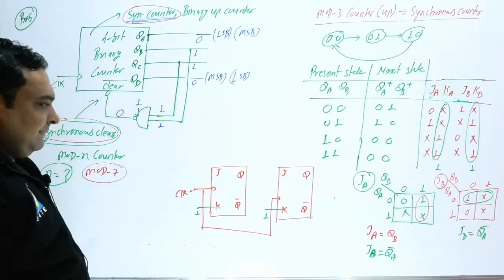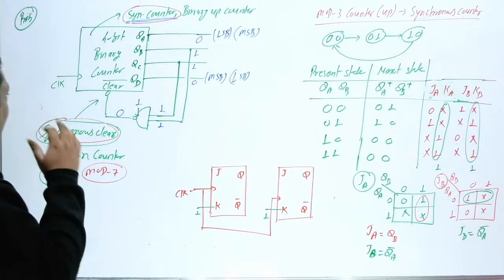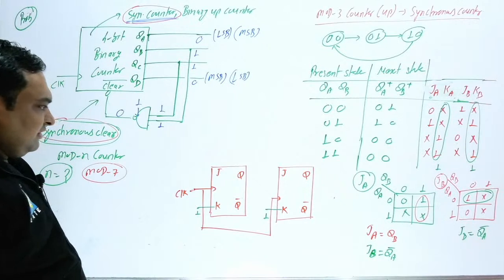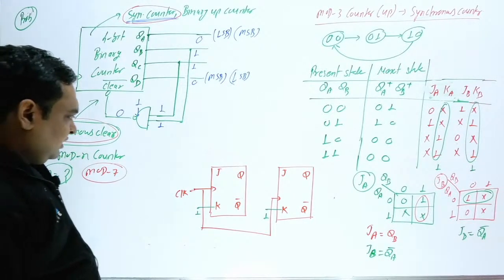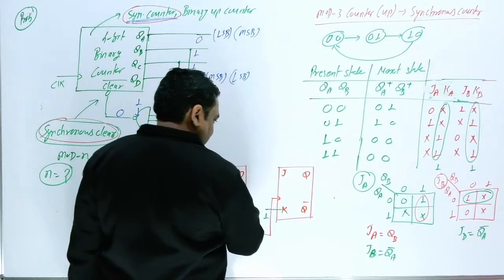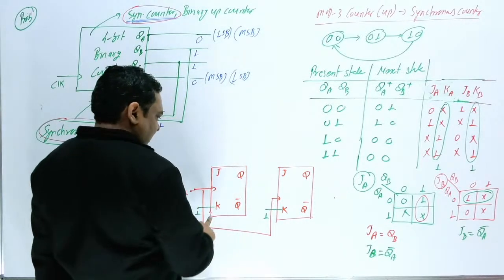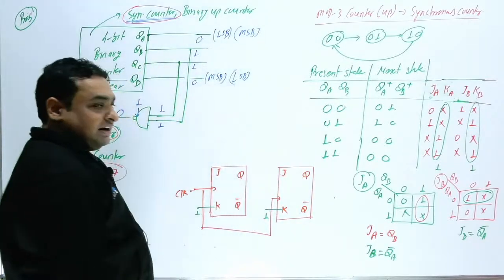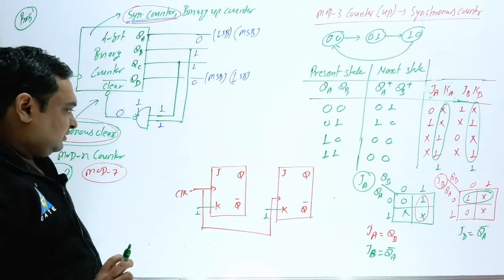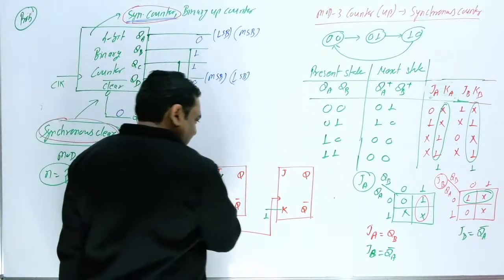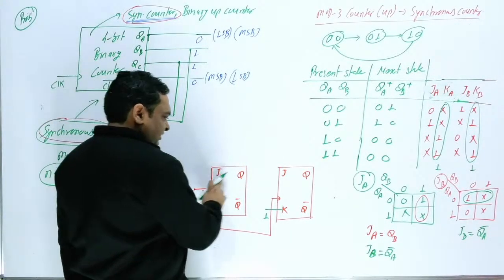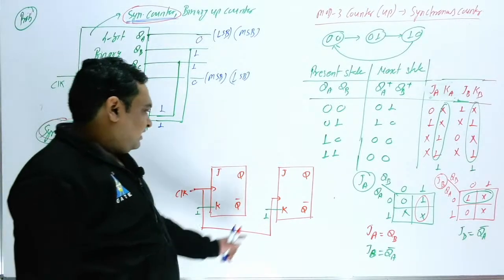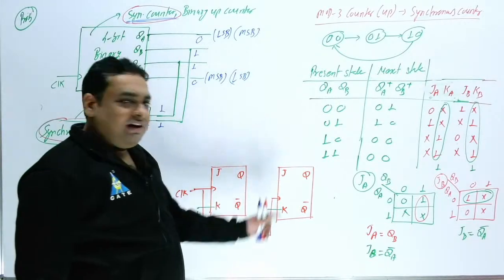Okay, now I just want to discuss the concepts. What exactly is synchronous clear? Suppose I assume this is JA, so JA is equal to QB, and if this is JB, then this is nothing but QA bar, and you have to connect like this. If you assume this is A, then J is equal to QB, so this will be connected here. And if this is B, then QA bar will be connected. You can assume anything.